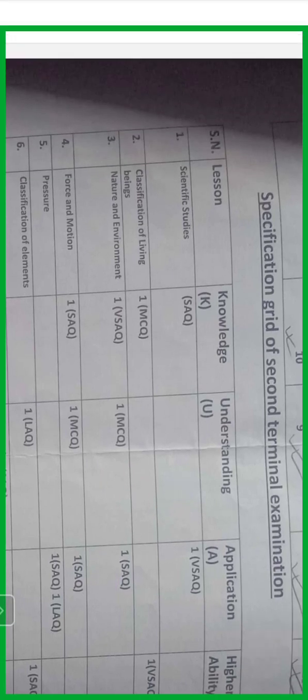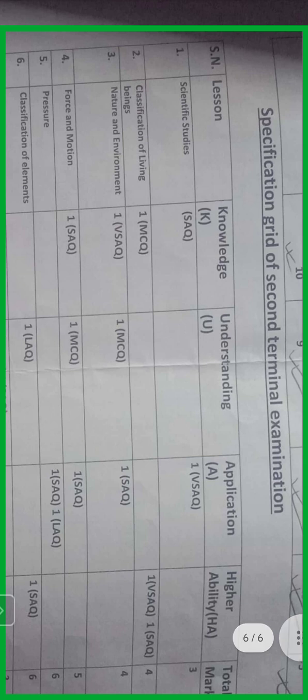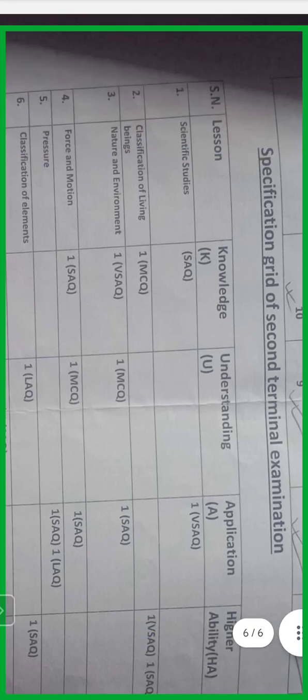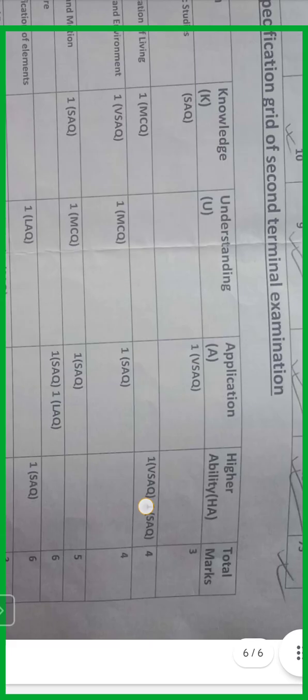In scientific study, the first unit is scientific study. From scientific study, one SAQ and one VSAQ come, total marks 3. From the classification of living beings, 1 MCQ, 1 VSAQ, and 1 SAQ come, total marks 4. And from nature and environment, 1 VSAQ, 1 MCQ, and 1 SAQ come, total 4 marks.